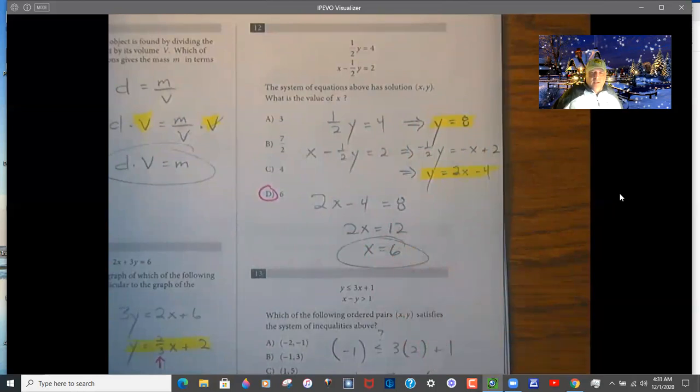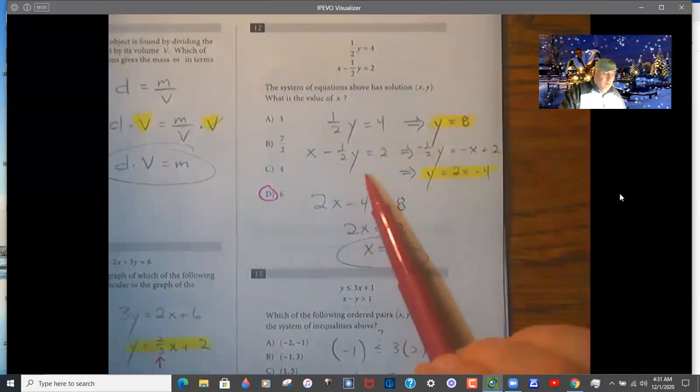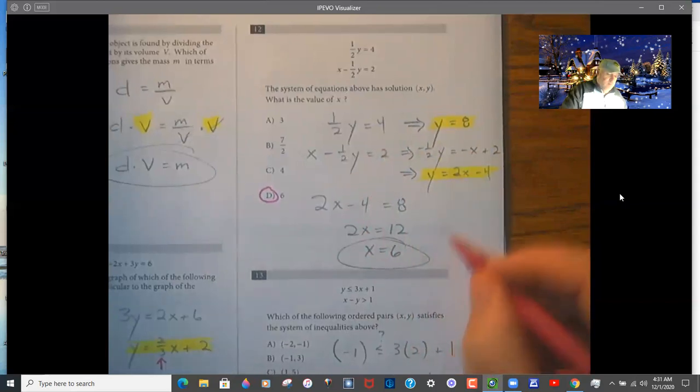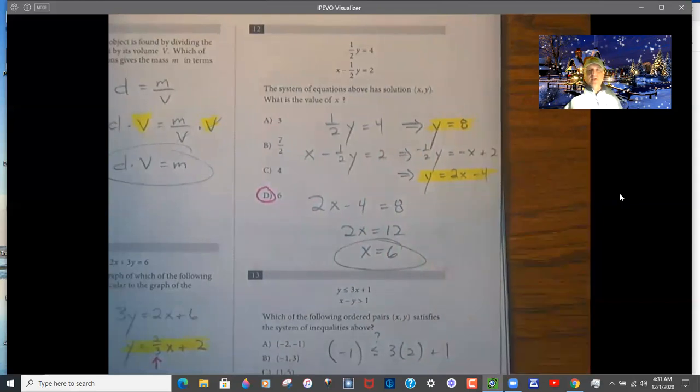And so if you wanted to get y, you'd have to go back up to the second one, put 6 in, 12 minus 4 would be 8. And there it is, y is 8. You knew that from the top one.